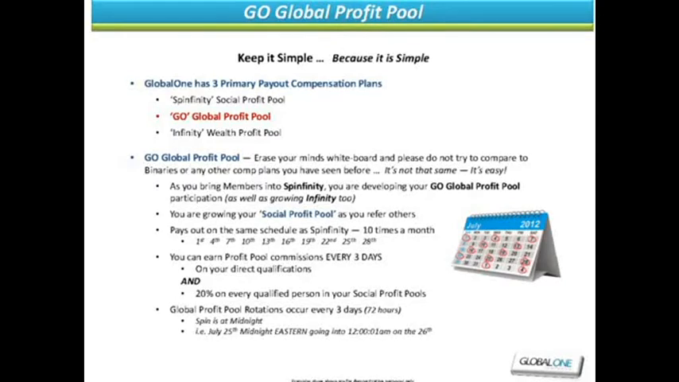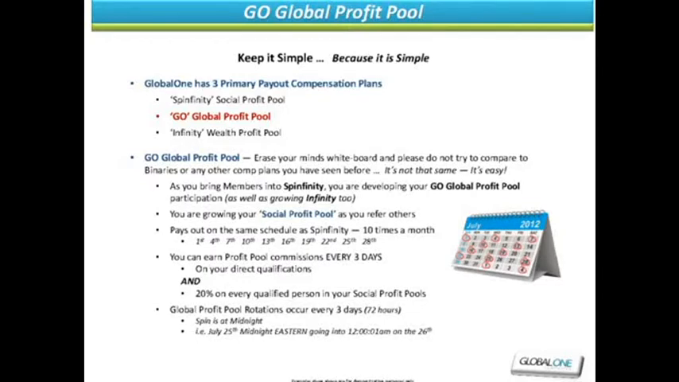As you bring members into Spinfinity, that's your initial compensation plan. You are automatically developing your Go Global Profit Pool participation, as well as growing your Infinity, which will be talked about on Thursday's call. And you're still growing your social profit pool. Everybody you refer is in your profit pool. Everyone they refer expands your profit pool. Everyone they refer expands out to 5 generations past in the global profit pool, just like Spinfinity. Nothing new to learn there. The payout dates are exactly the same, same time, same date, the 1st, 4th, 7th, and so on at midnight.